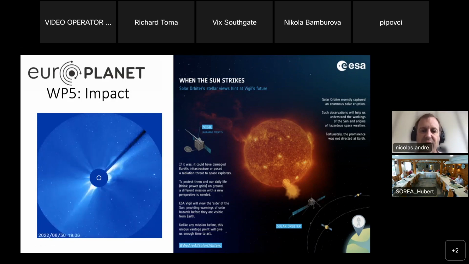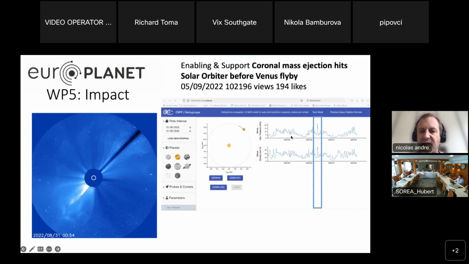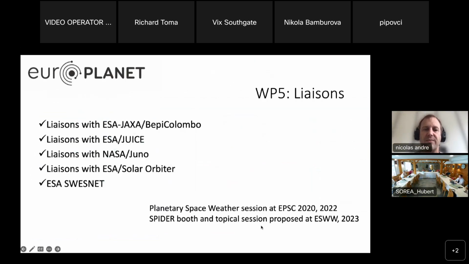And we were fortunate also to experience that at that time and check with our system that for this particular event, the Heliopropa service predicts the arrival of the solar wind disturbance almost at the time it was observed in situ by Solar Orbiter. So this was also a nice thing to be able to do two years ago.